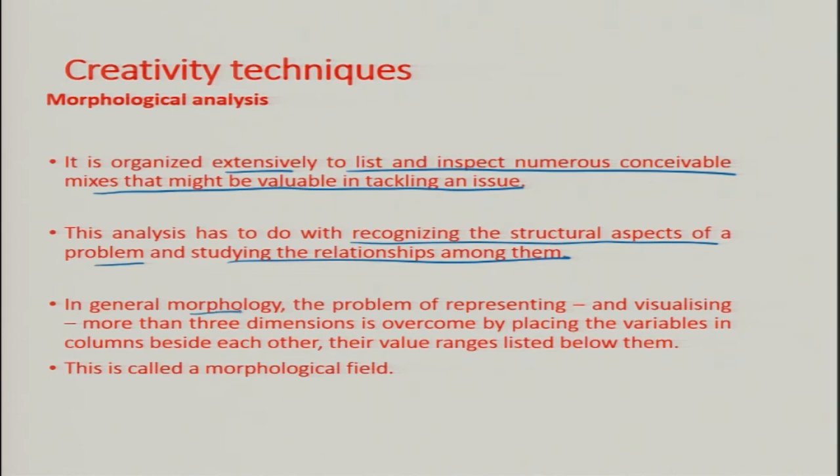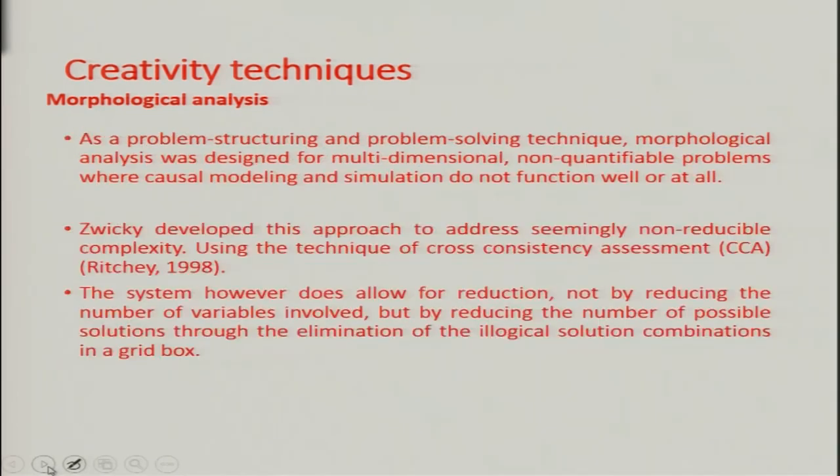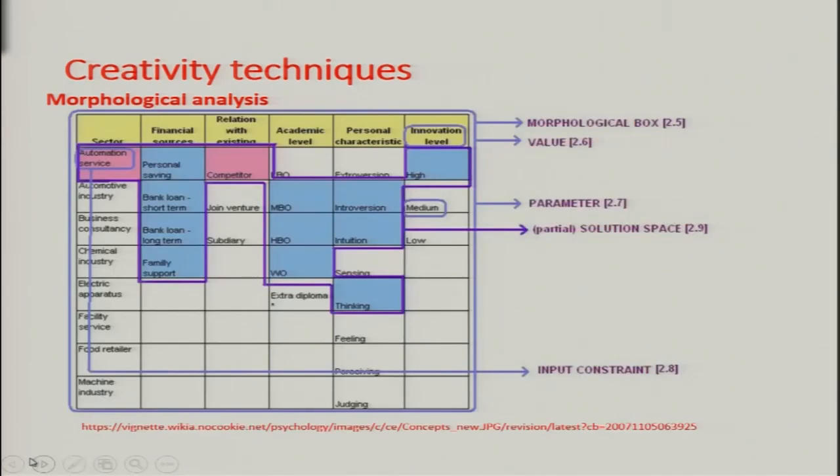In general morphology, the problem of representing and visualizing more than 3 dimensions is overcome by placing the variables in columns beside each other, their valuable ranges listed below them. This is called a morphological field. So what is a morphological field? This is a kind of morphological analysis which I have taken from here. This table or this chart is called a morphological field.